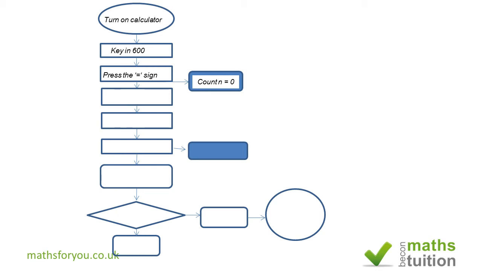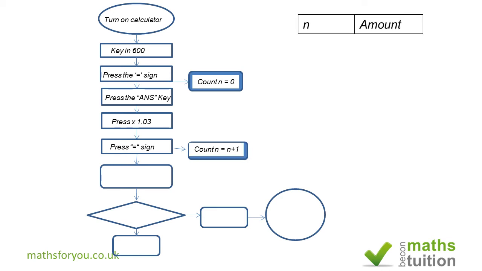Hope that makes sense. Now you press the answer key, because at this stage your £600 is stored in the answer key memory. You then press times 1.03, and I press the equal sign, and the display you get will be the answer at the end of the first year.